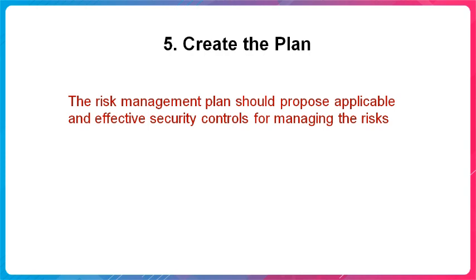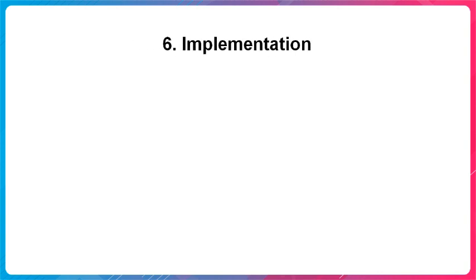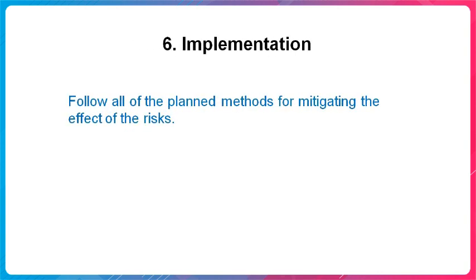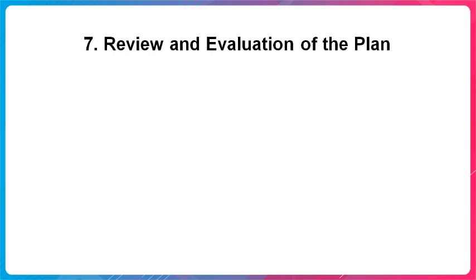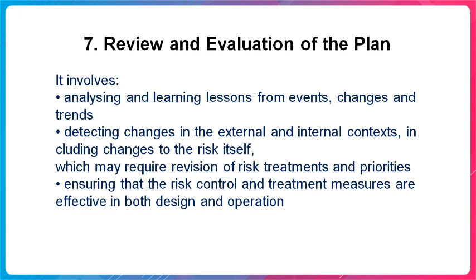Number 6, implementation of the RM framework or process. Follow all of the planned methods for mitigating the effect of the risk. Then last step, review and evaluation of the plan. Initial risk management plans will never be perfect. So, practice, experience, and actual loss results will necessitate changes in the plan and contribute information to allow possible different decisions to be made in dealing with the risk being faced.